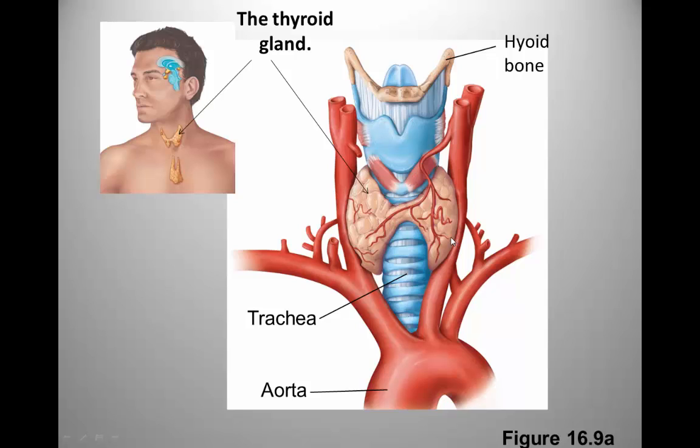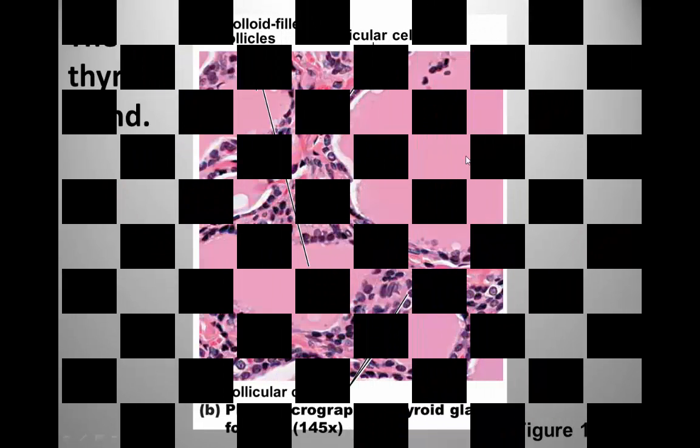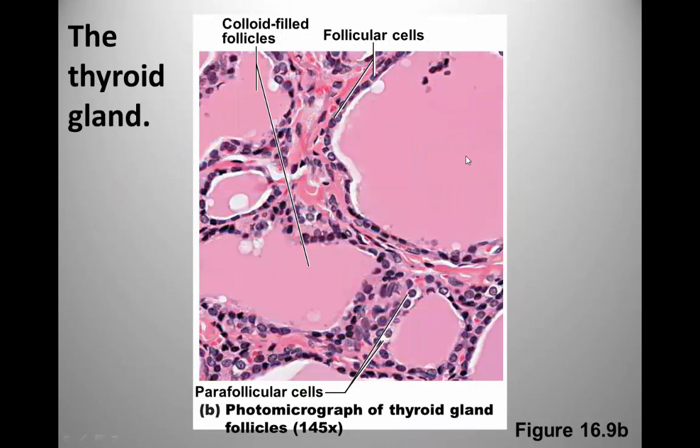The thyroid gland is located in the neck, just below the larynx. It consists of two lobes, and like all endocrine glands, is highly vascularized so that secreted hormones can be quickly moved away into the blood flow. This image shows a low-powered microscopic view of the thyroid gland tissue.